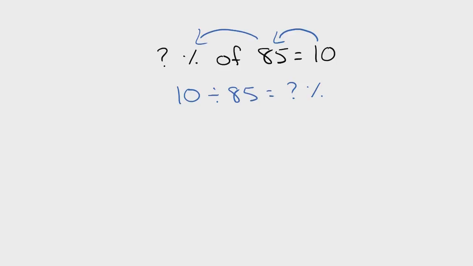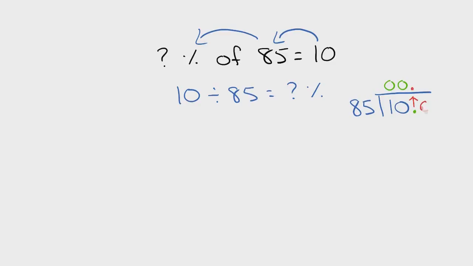And this turns into a long division problem, so I'm going to write it right over here. 10 divided by 85. And now we just divide. Let's see, 85 doesn't go into 1, 0. 85 doesn't go into 10, 0. I'm going to have to add a decimal right here, and I'm going to bring it straight up.